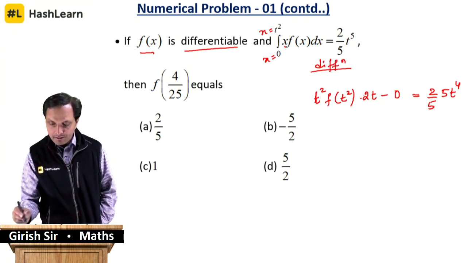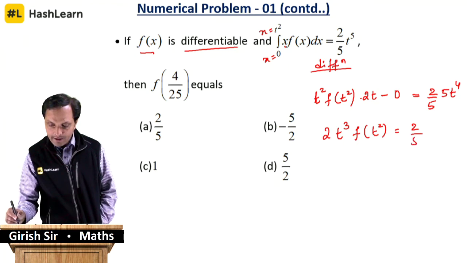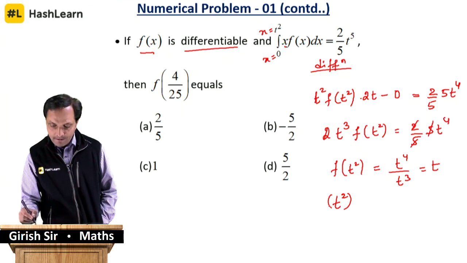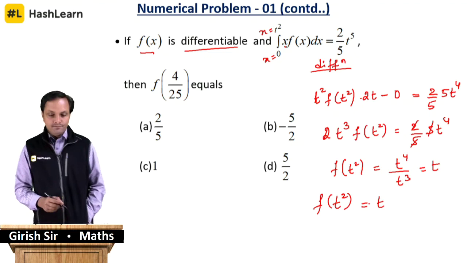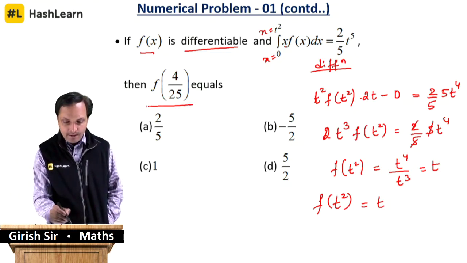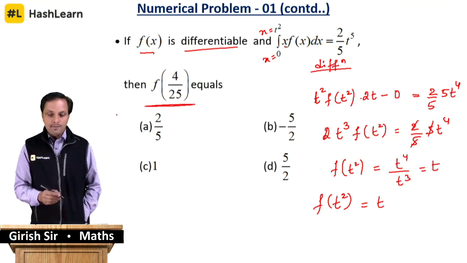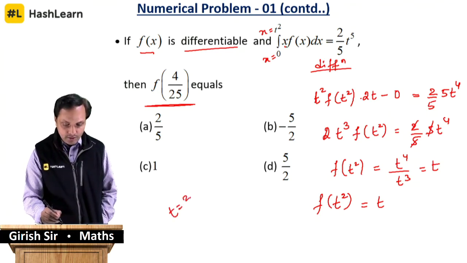This part will give you 2 times t cube f of t square equals 2 by 5 into 5 t to the power 4. We cancel the 2. So what will be f of t square? It becomes t to the power 4 by t cube, which gives you t. So f of t square is nothing but t. They are asking you to find the value of f of 4 by 25, so you need to substitute: put t is equal to 2 by 5.